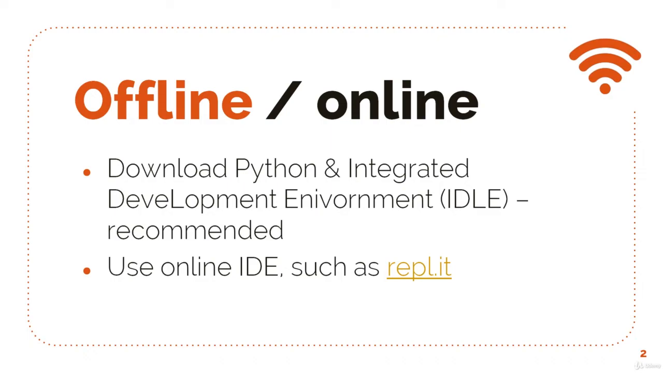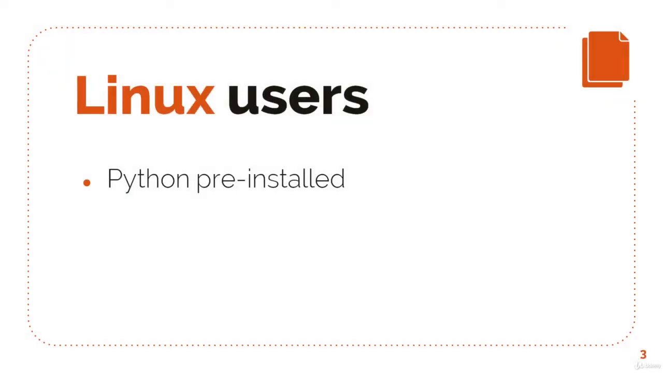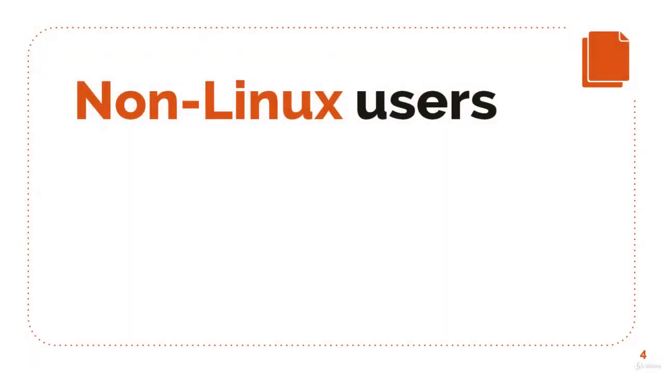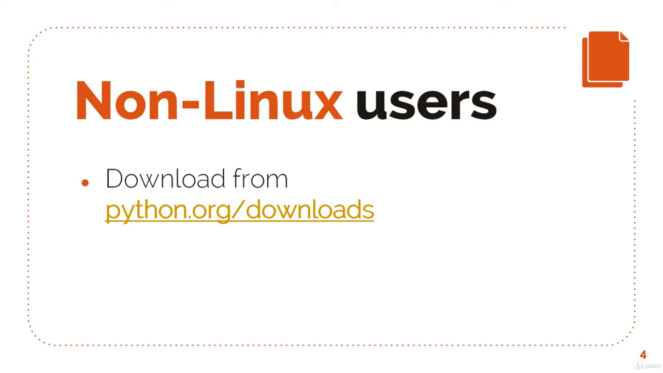Now, if you're a Linux user, you should already have Python installed, but you may not have the IDLE program, or the Python might be out of date. So to update and install the IDLE program, you need to open up the terminal and type the following. Once you have, press enter, and now you should have an updated version of Python and you should have the IDLE program. If you're on Windows or Mac, you can download from the Python website.